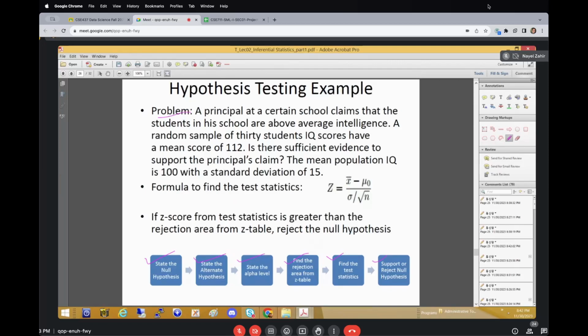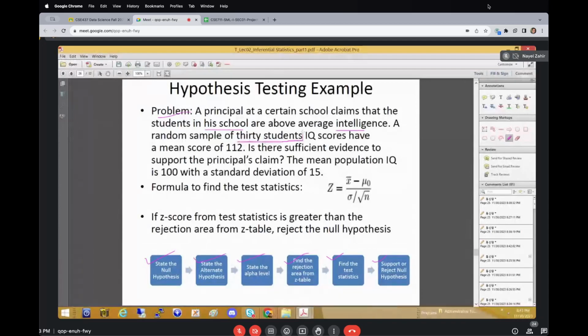So it is mentioned that the students in his school are above average intelligence. That means higher intelligence than the average people, or average students. Okay, and for that, a random sample of 30 students.